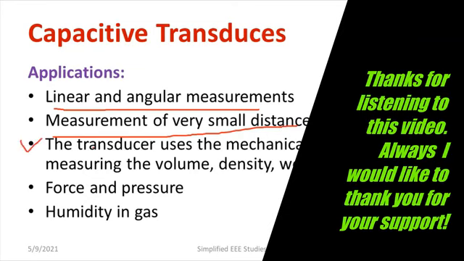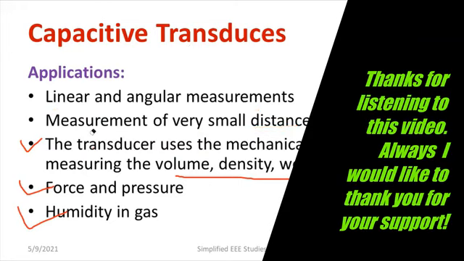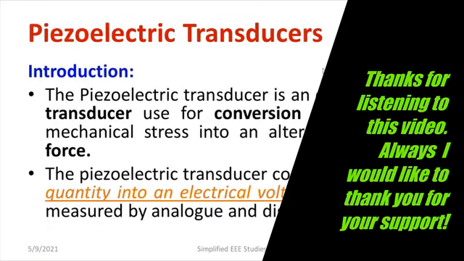The transducer uses a mechanical modifier for measuring volume, density and weight. These can be measured by using the capacitive transducer. It can measure not only force but also pressure, and humidity in gas can also be measured. How to measure humidity and all those things I'll be discussing in the upcoming modules.